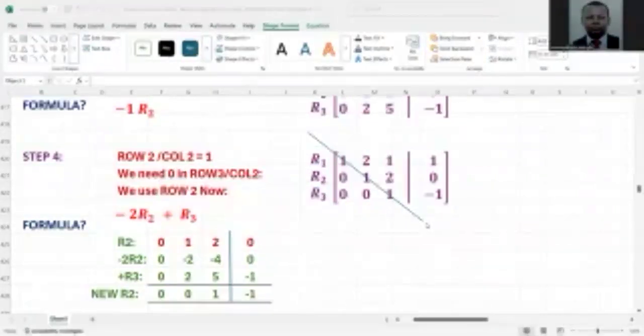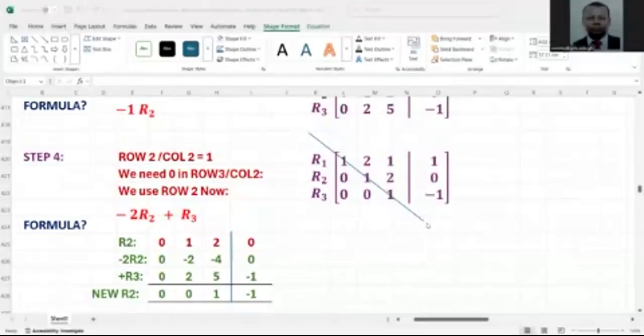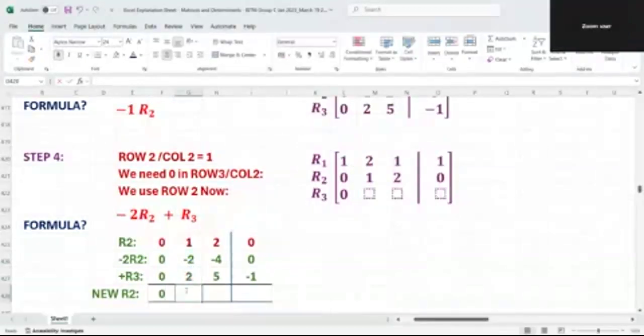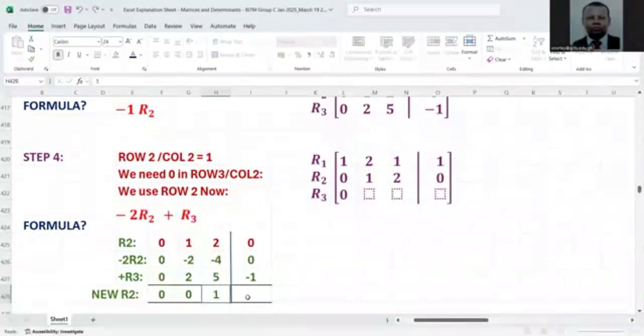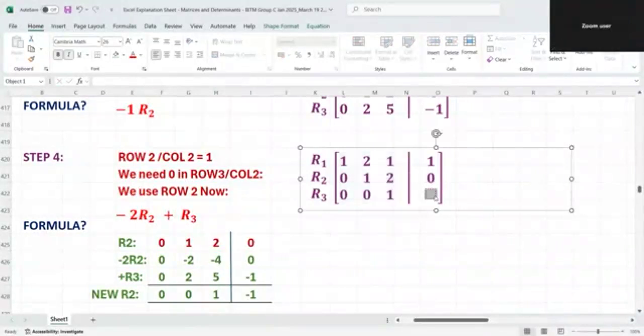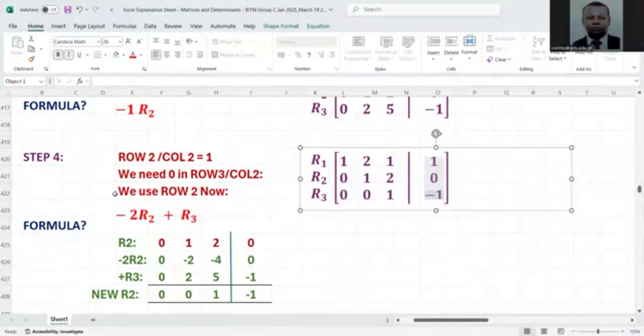He was adding the new row. Okay. -2 plus 2 will give me 0. And then -4 plus 5 will give me +1. And then the last one, 0 plus -1 will give me -1. So I have achieved my aim. This is now 0. This value now in the leading diagonal is 1, and this value here goes to -1. Okay, so we have achieved our aim.